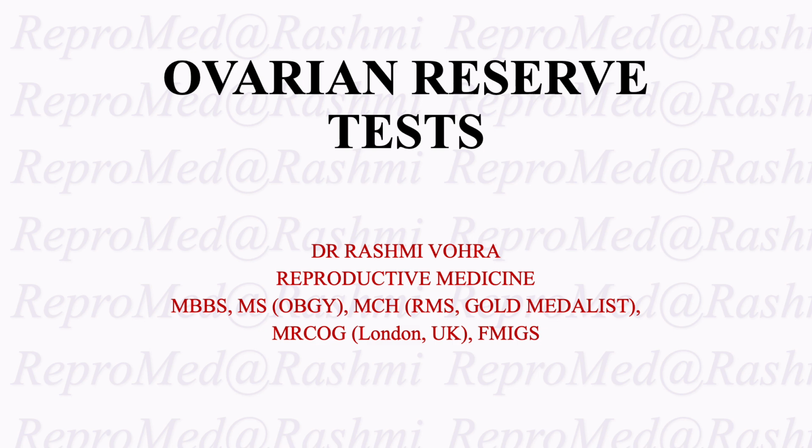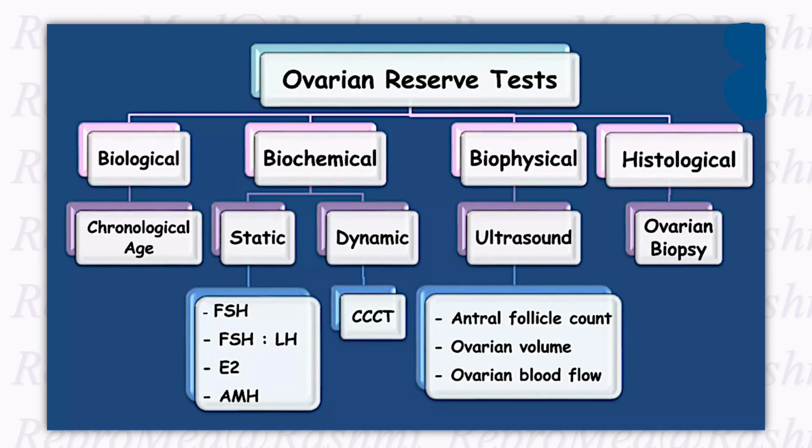Ovarian reserve tests. Let's discuss these. Ovarian reserve tests are available in various forms. The first is the biological. Obviously, the most important parameter is the chronological age of the woman. Then there are biochemical, biophysical, and histological testing.